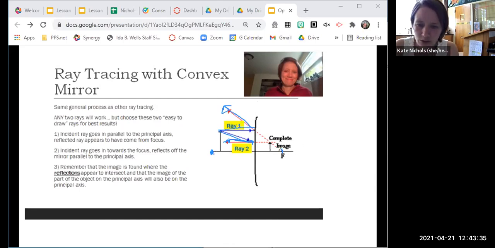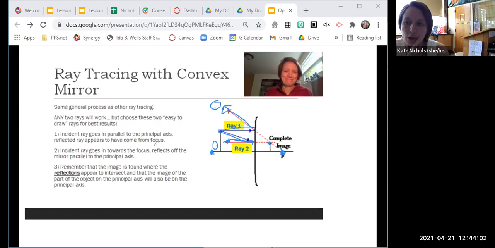So make sure you're always using this focus right here, this virtual focus behind the convex mirror, and those are the right two rays. And so for this case, if these are your eyes catching these reflected rays, your eyes trace those rays backwards, and they end up with an image location that is behind the mirror.